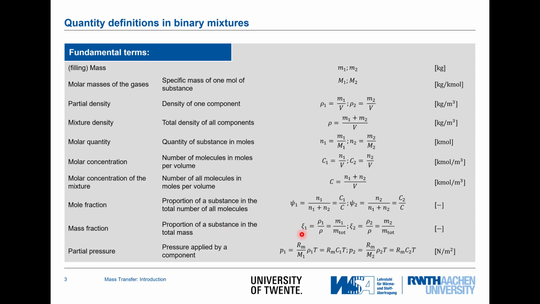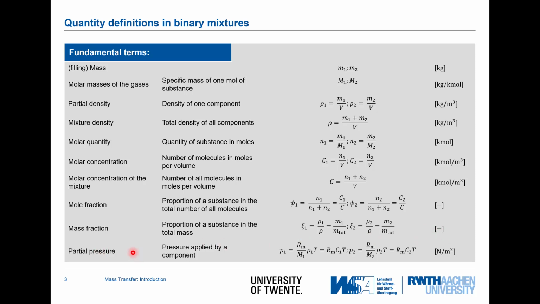Mass fraction is the mass of one substance divided by the total mass. It's denoted by xi. So xi1 is m1 divided by m total. Xi2 is m2 divided by m total. And here this can also be expressed as partial density over mixture density. And again, this is a non-dimensional property.